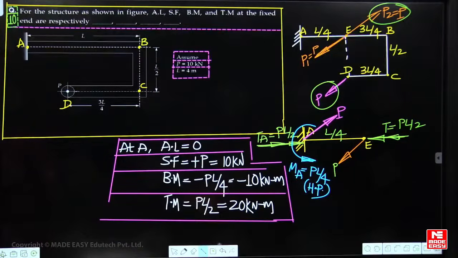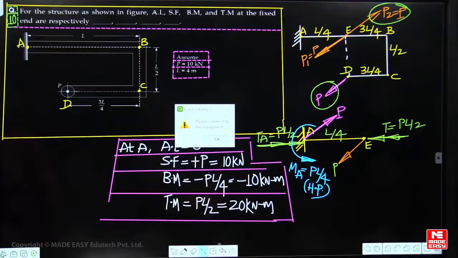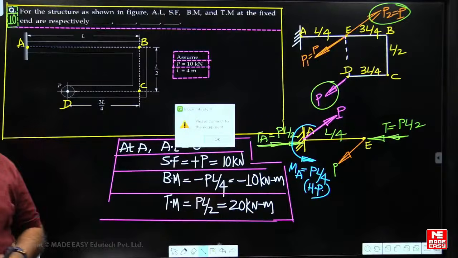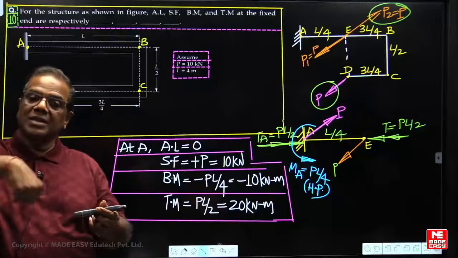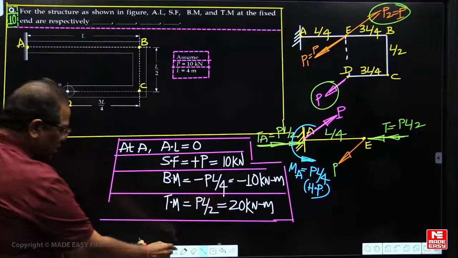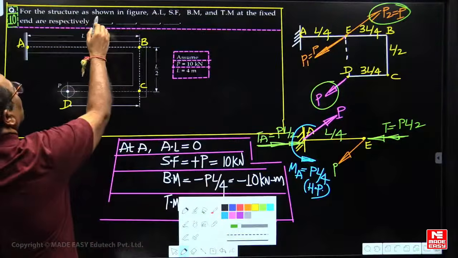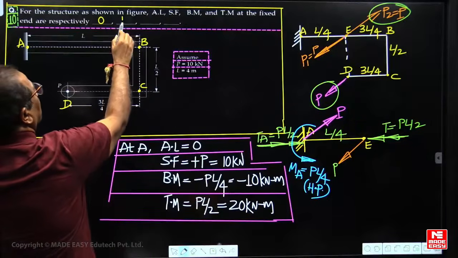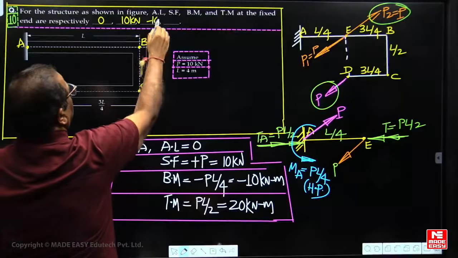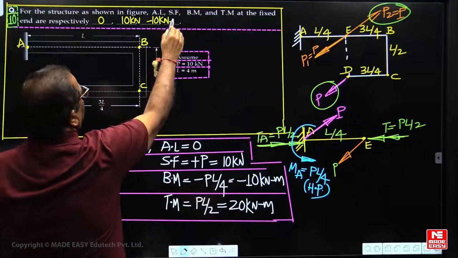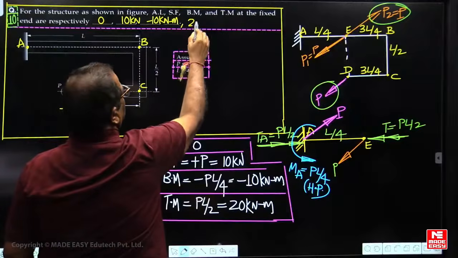Shear force PL by 2, and it is given now. Correct. Okay, good. But most of the students are going to give plus 10, this is minus 10. Front contraction is negative. So the answer for the question is: axial load 0, shear force plus 10, bending moment minus 10 kilonewton meter, and twisting moment plus 20.